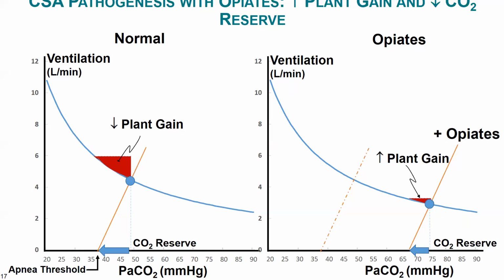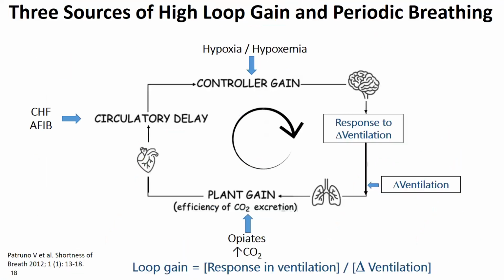We increase the level of ventilation. That level of ventilation leads to a ventilatory overshoot, and the ventilatory overshoot drops our CO2 once again as we slide off to sleep. It drops our CO2 once again down to the apnea threshold. And so the impact of opiates is really distinct from that of hypoxemia and controller gain. The impact of opiates is that it alters the plant gain; the response in CO2 to minimal changes in ventilation is greater when we've taken opiates than in the normal circumstances.